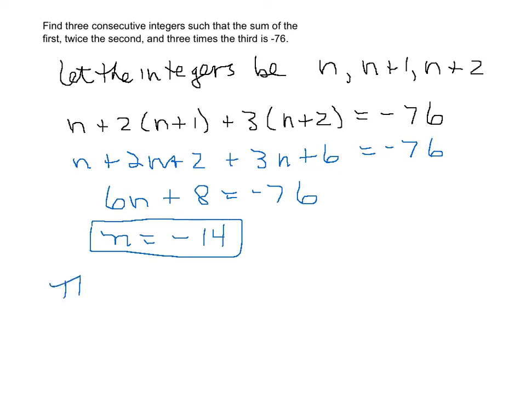And so, the integers are, well, the first one is minus 14, and then I add 1 to that, and I get minus 13, and I add 1 to that, and I get minus 12. And there is my solution.